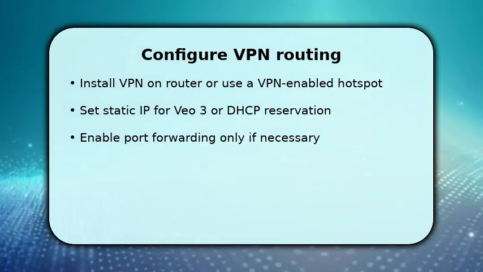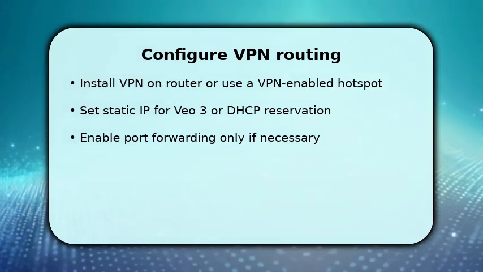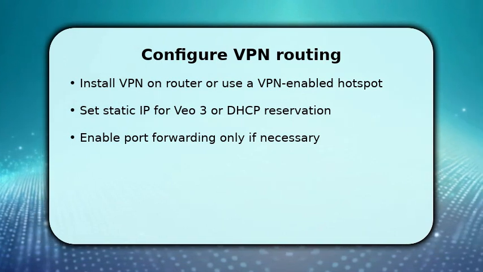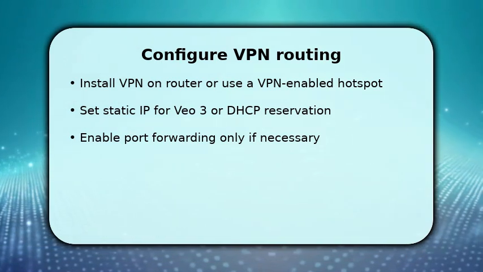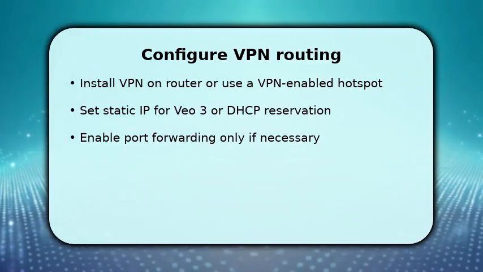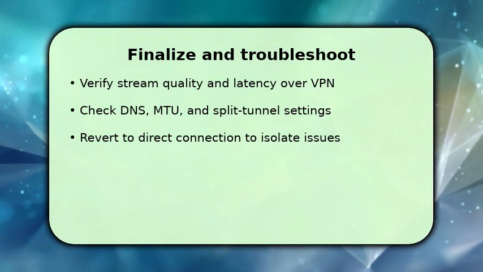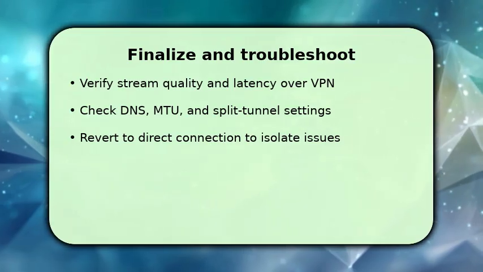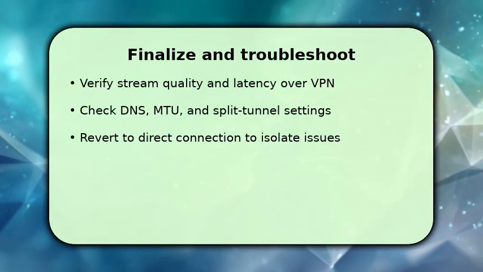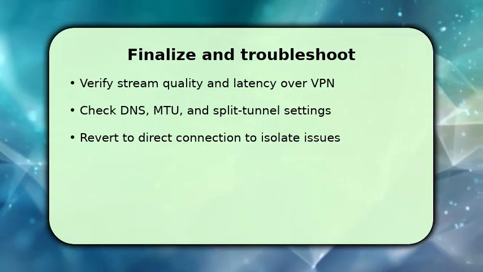Once done, test local streaming first. Only enable port forwarding when remote access requires a reachable public port and lock it to the camera's IP. Finish by validating the live stream over the VPN. Check resolution and latency so you know if encryption is degrading performance.